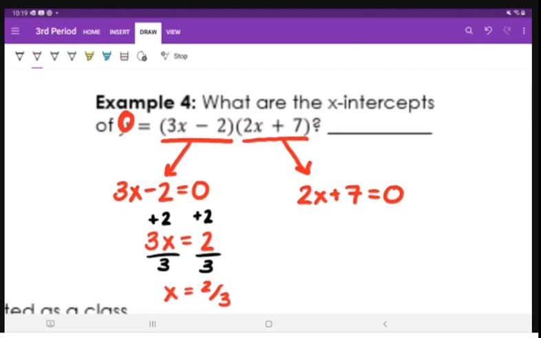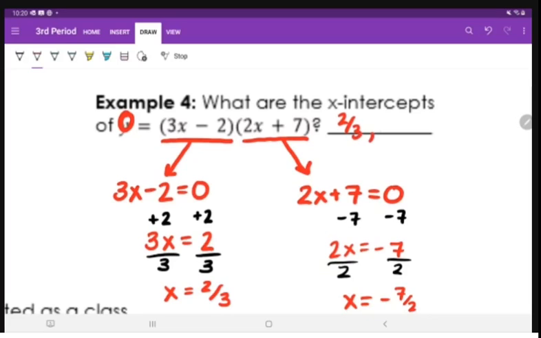Let's do the same thing for the other factor. To get x by itself, we're going to have to subtract 7 from both sides. And then to get that x completely alone, we need to divide both sides by 2. And that'll give us, as our x value, negative 7/2. So our two roots are 2/3 and negative 7/2.